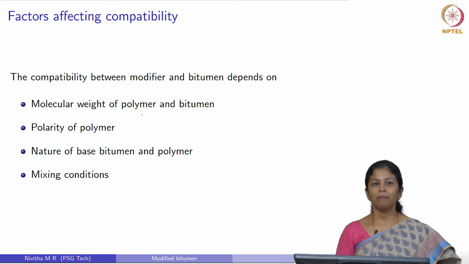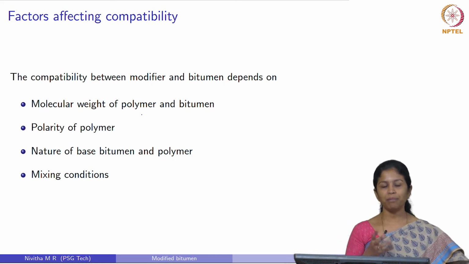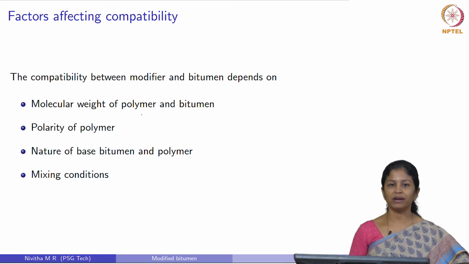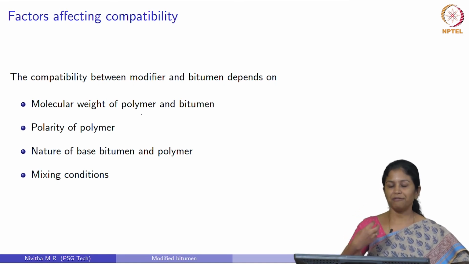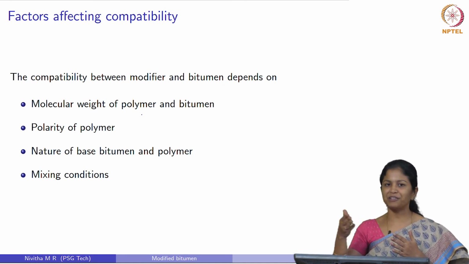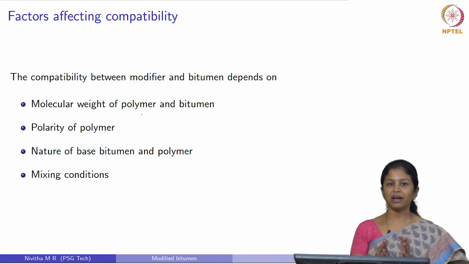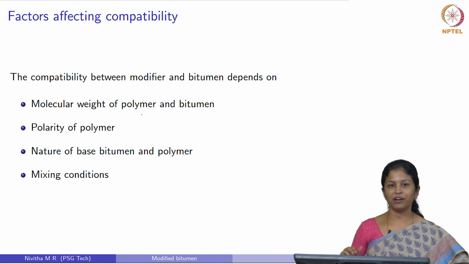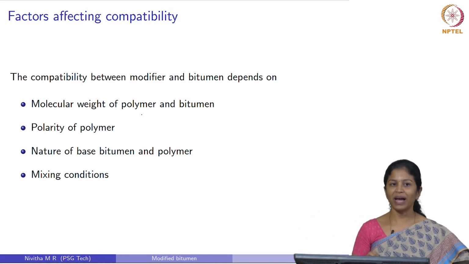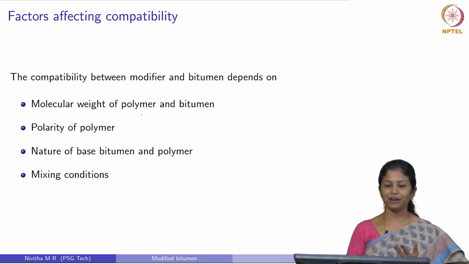The next one is polarity of the polymer. Some polymers are highly non-polar. What do I mean by non-polar? They do not form any kind of interaction with base bitumen. Only if we have some kind of interaction, it can be any sort of interaction, but some sort of interaction should develop between the base bitumen and modifier. Only then will they try to be compatible and retain the compatibility over a long period of time. So, we need to add modifiers which have some amount of polarity. So, that is the second requirement.